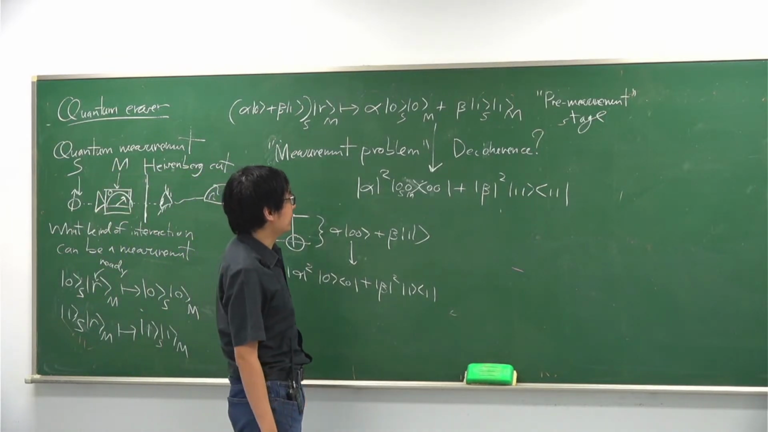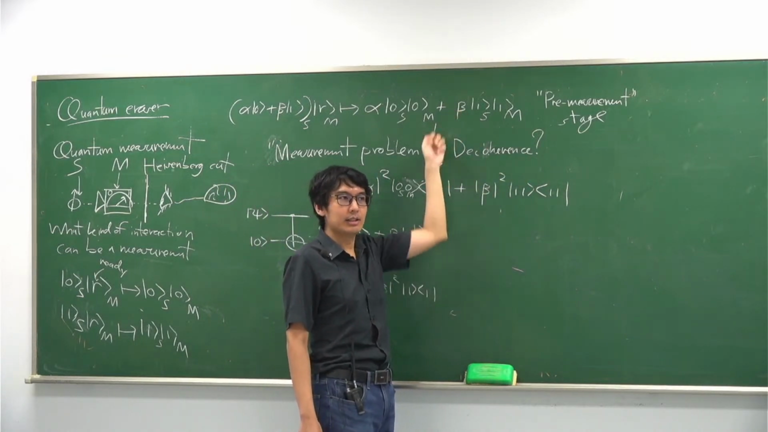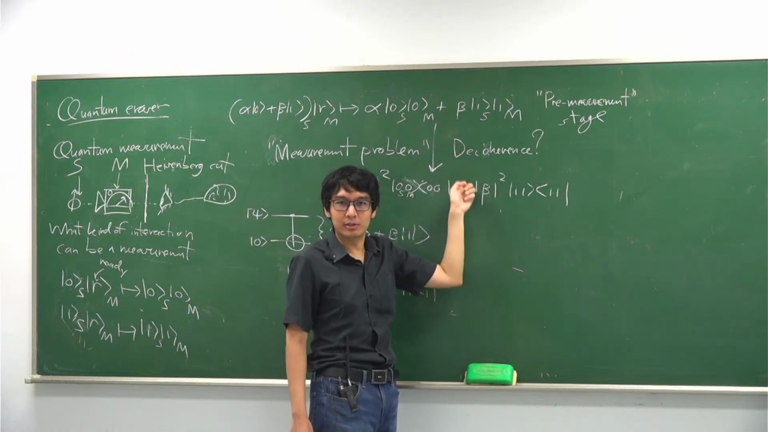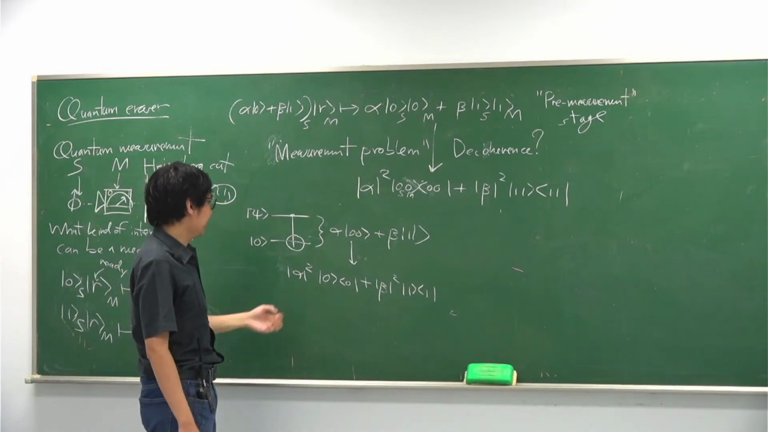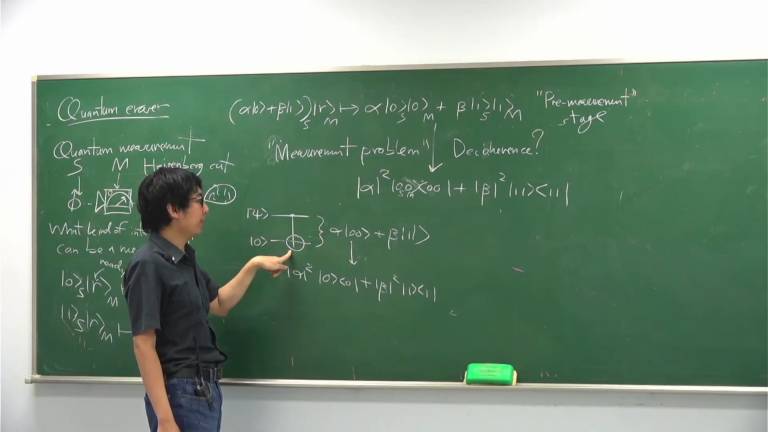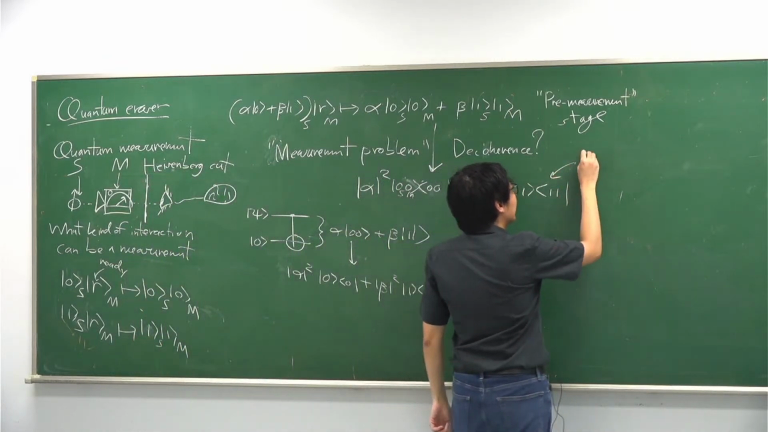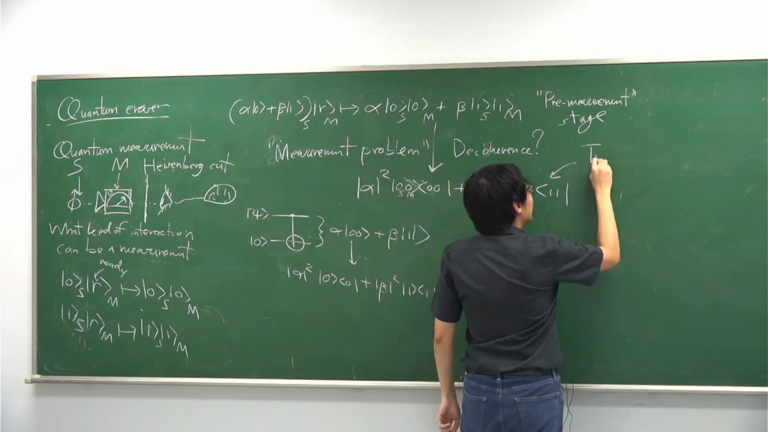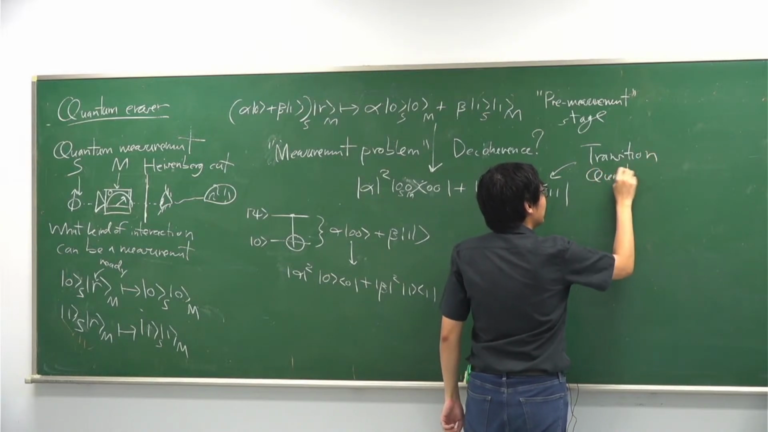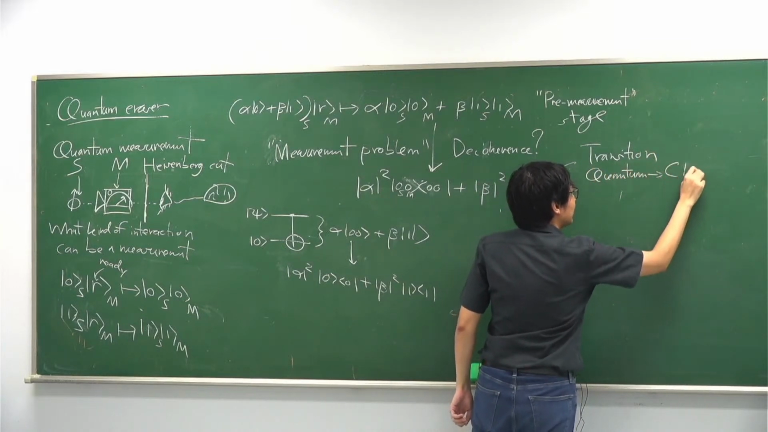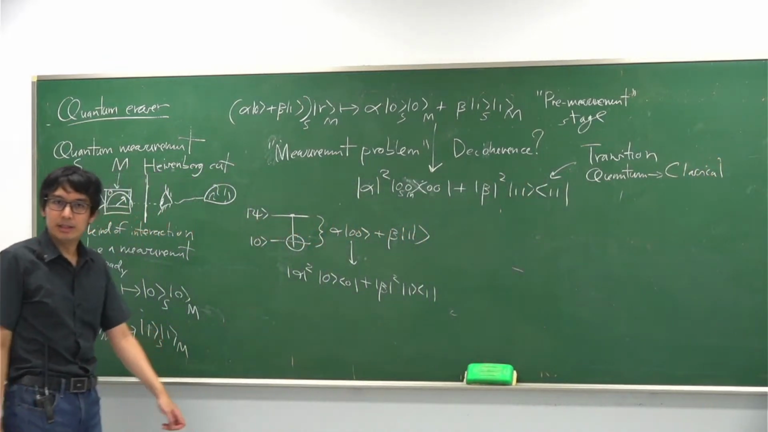But of course, I put a question mark here because this is not a satisfactory solution to philosophers or people who really think seriously. Because, for example, in this case, people usually think of this as a transition from quantum to classical, like from quantum amplitude to classical probabilities.